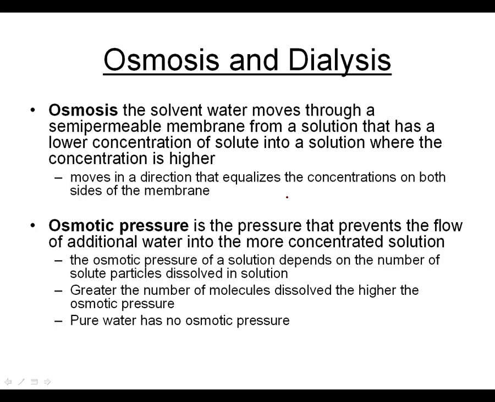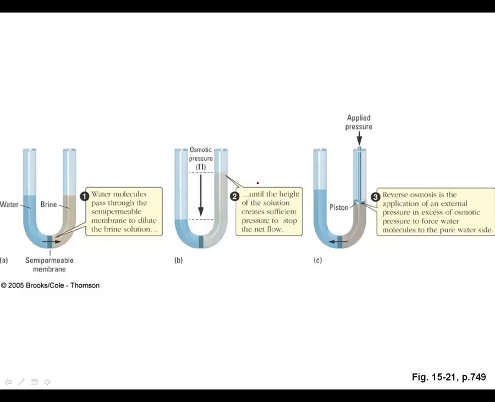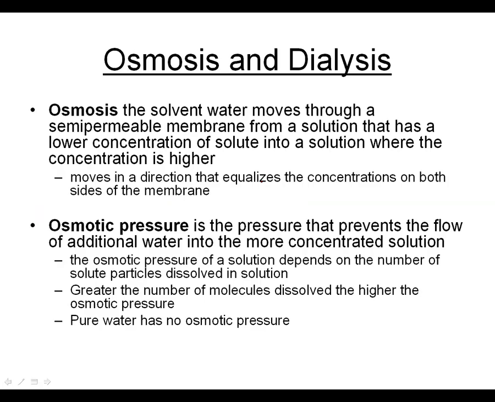Now, the greater the number of particles you have dissolved in a solution, the greater the osmotic pressure you would have. And that's why something like pure water, for example, has no osmotic pressure. If you have pure water, you pretty much have just H2O in there. You have no particles floating around, and they would have no osmotic pressure in that particular case.